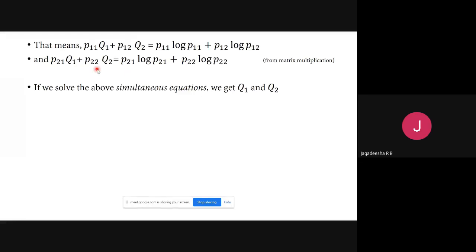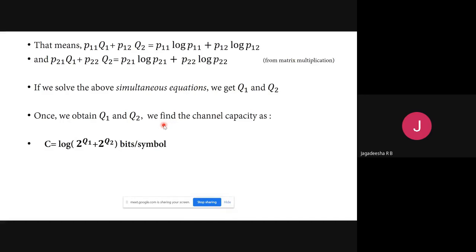So now, if you want to find Q1 and Q2, how to solve this? Basically, these are two simultaneous equations, right? So if we solve the above simultaneous equations, we can get the value of Q1 and Q2, because only Q1 and Q2 are the unknowns here, two unknowns, and all other things we know, P11, 12, 21, 22, all these things we know. So if we substitute those values, we can easily find the values of Q1 and Q2. Basically, you need to solve this simultaneous equation when we have two unknowns. It is very easy. And then once we obtain Q1 and Q2, we can directly arrive at the channel capacity.